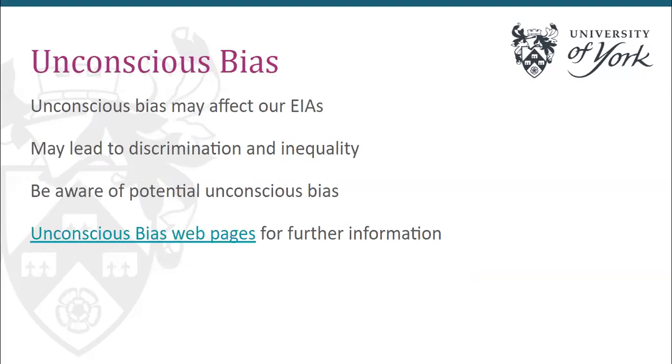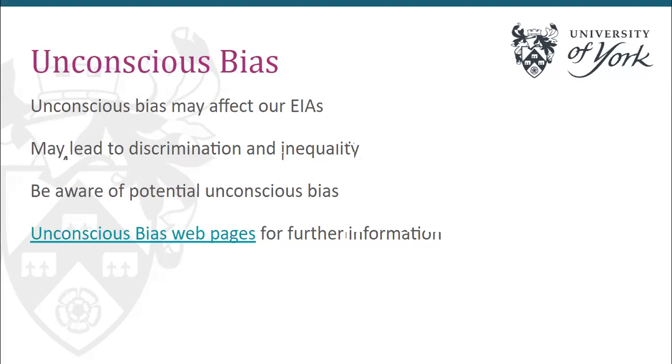The purpose of an EIA is to eliminate discrimination. Often, our biases are unconscious, and if we are not aware of them, they are harder to tackle. An awareness of unconscious bias may help to inform your equality impact assessment. Biases can rest within individuals, but also within structures, processes, and organisational cultures. They can lead to discrimination and inequality between different groups of people.